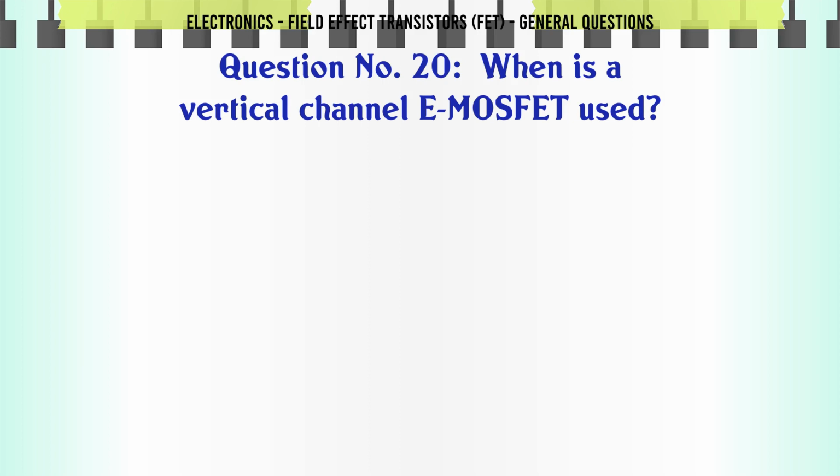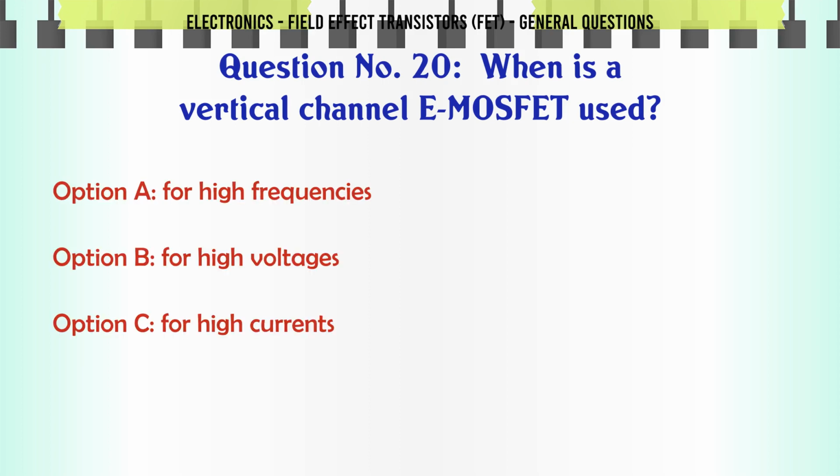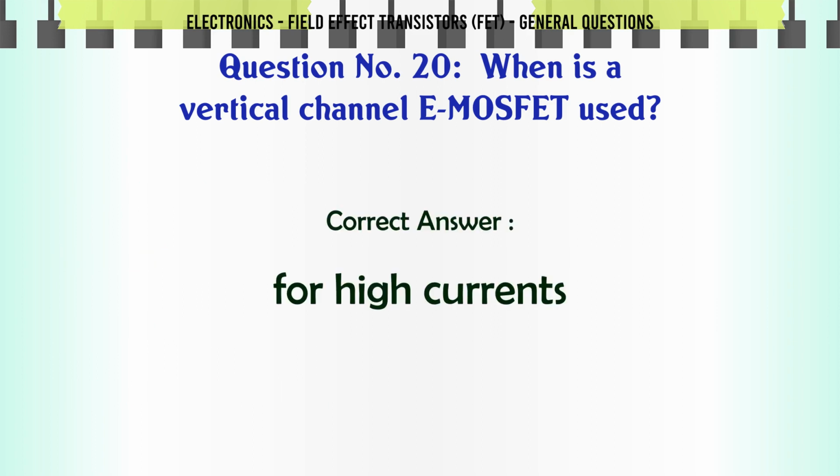When is a vertical channel E-MOSFET used? A. For high frequencies. B. For high voltages. C. For high currents. D. For high resistances. The correct answer is for high currents.